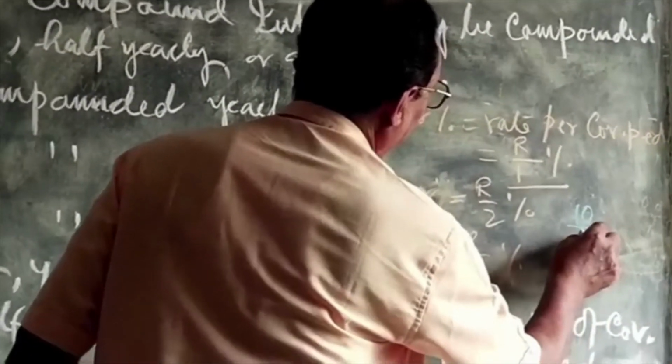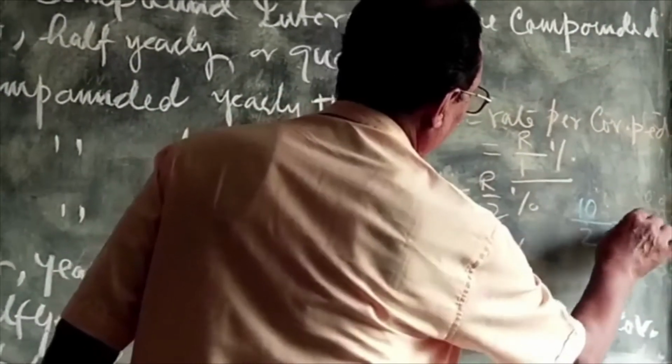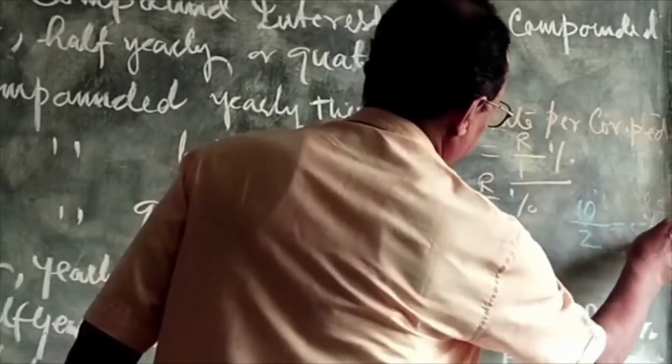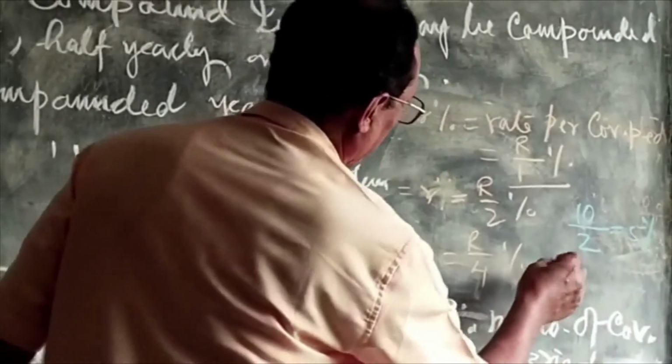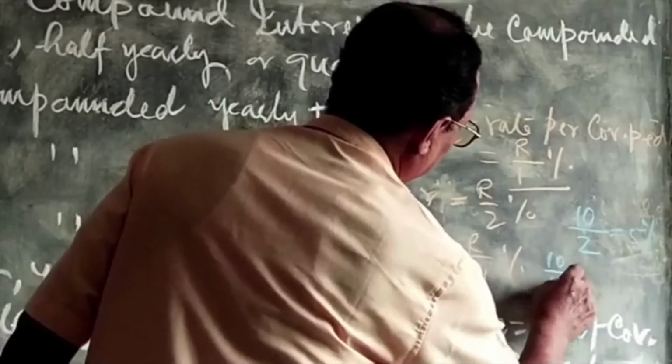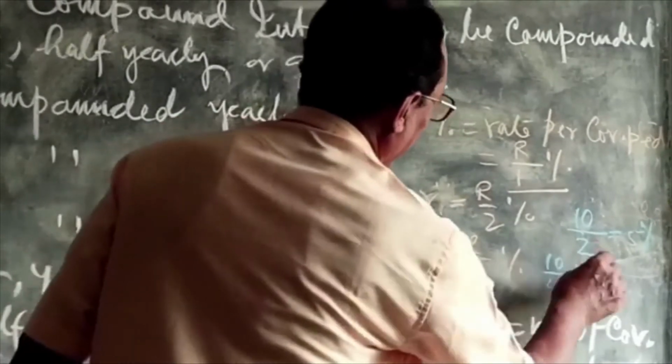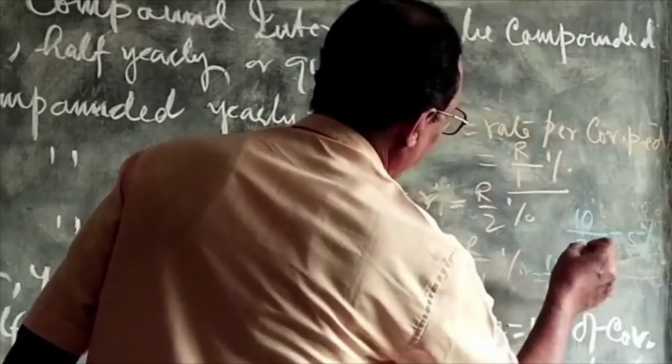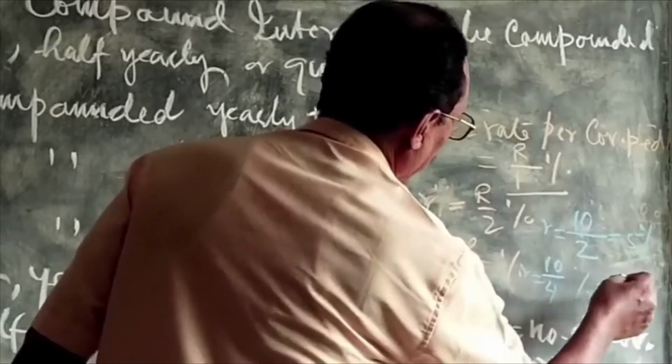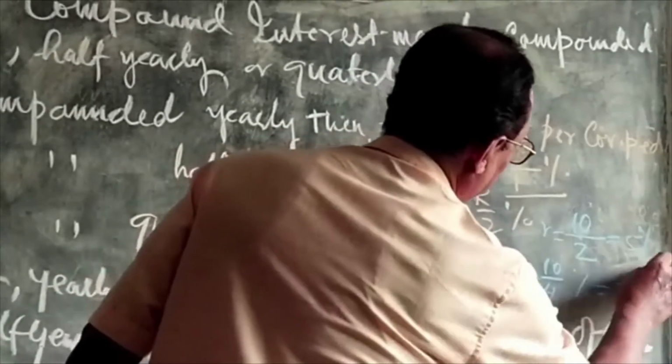If suppose the rate of interest was 10%, if it is converted half yearly, the rate will be equal to 10 by 2, that is 5%. If it is quarterly compounded, then the rate of interest will be 10 by 4%, that is 2.5%, and so on.